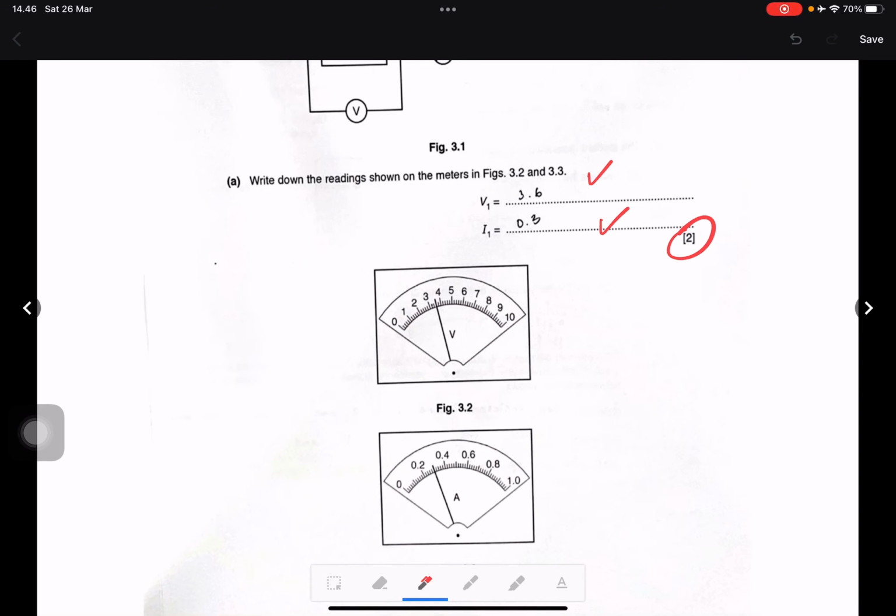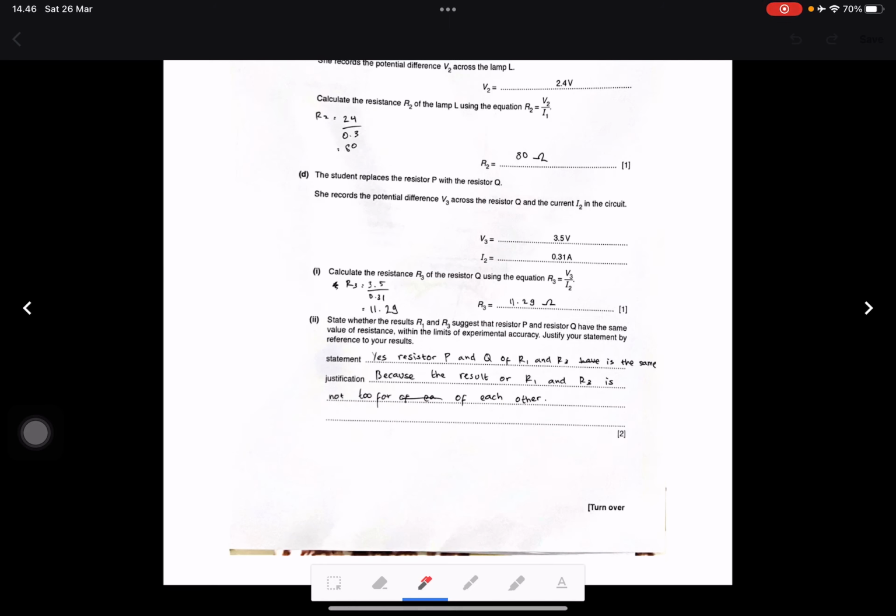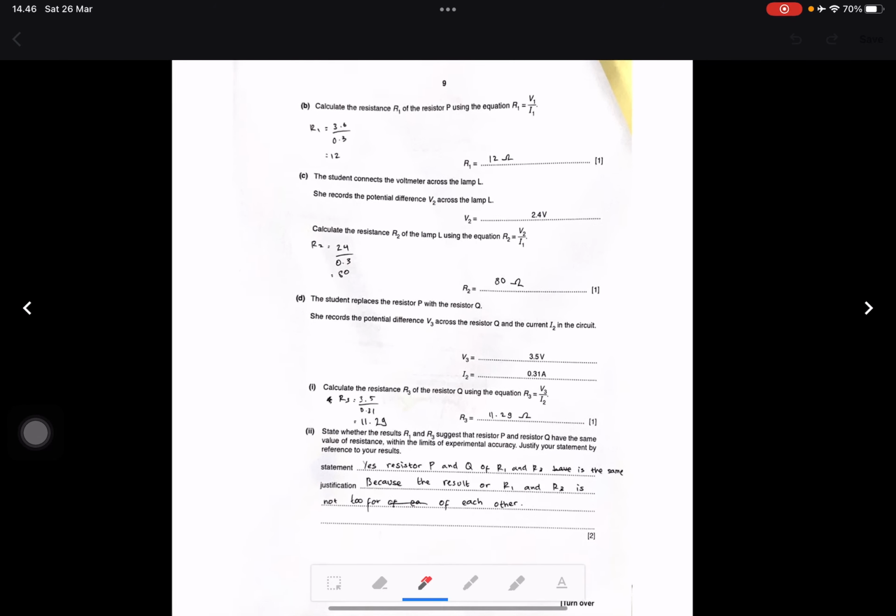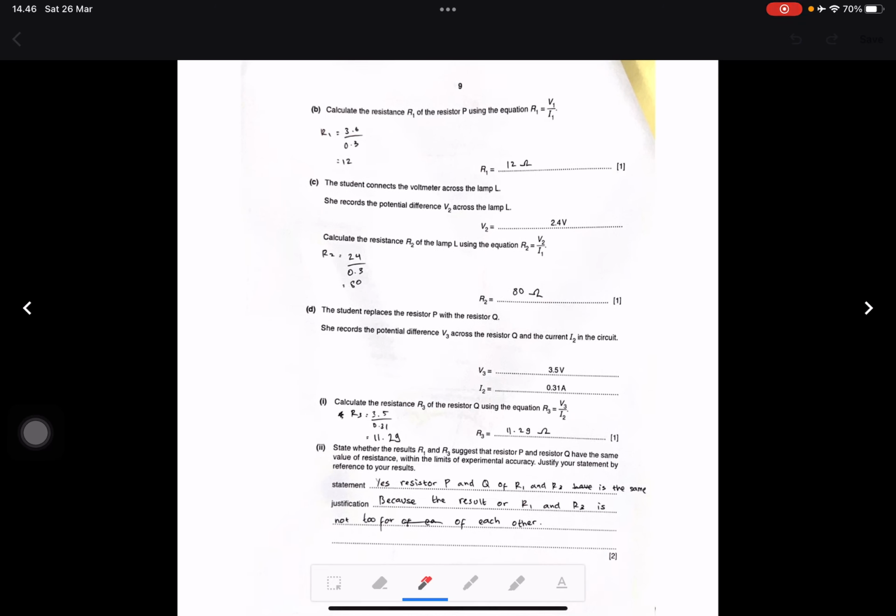Then, our next page. Calculate the resistance R1 of the resistor P using the equation R equals V1 over I1. Okay, 12 ohm, correct.